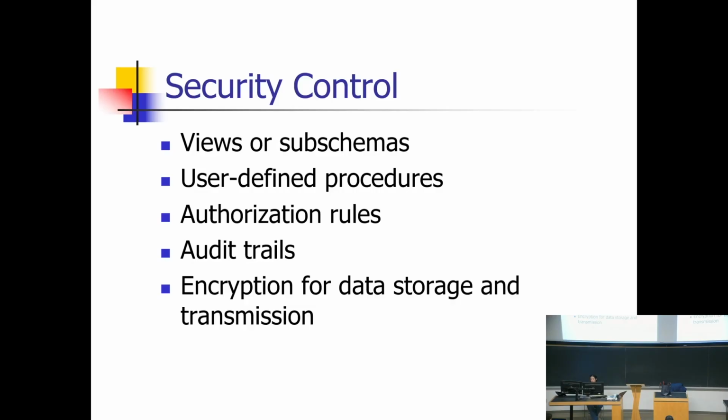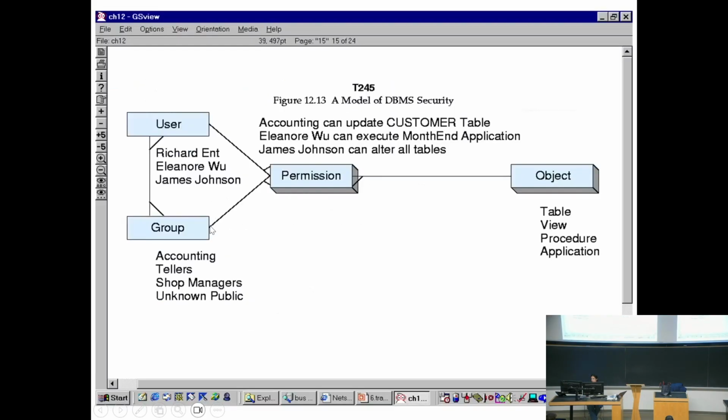And then we have authorization rules that decide who can do what, audit trails, reporting actions for accountability, and then we have encryption for data storage and transmission, which protects stored and transmitted data. So these are all internal walls of defense for security control.